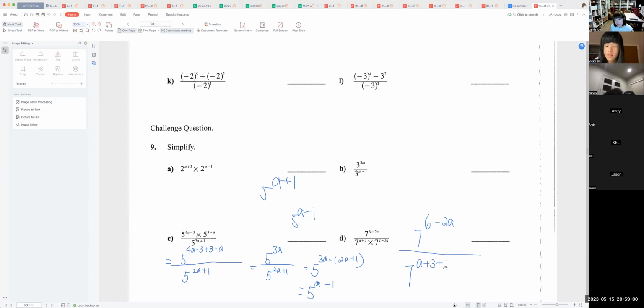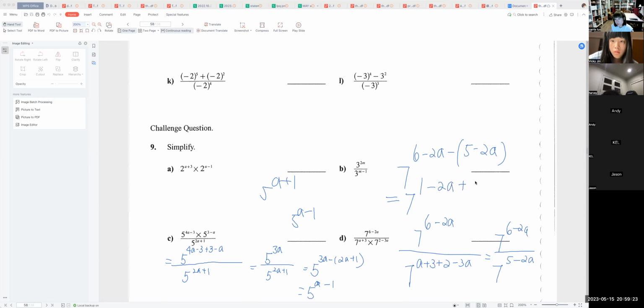Next, 7 to the power a plus 3 plus 2 minus 3a. Correct? Okay, so it's 7 to the power 6 minus 2a. The bottom is 7 to the power 5 minus 2a. So when we do it, it's still the same: 6 minus, then 5 minus 2a. You have to bracket. So 7 to the power 1 minus 2a plus 2a. So there's no 2a left, the answer is 7. So number D, the answer is 7.